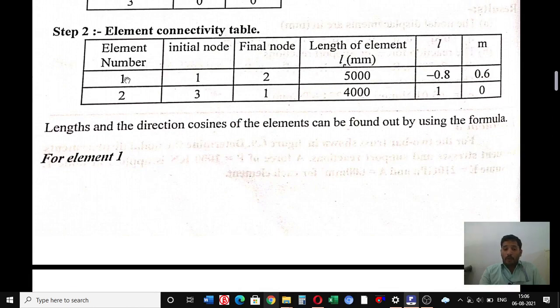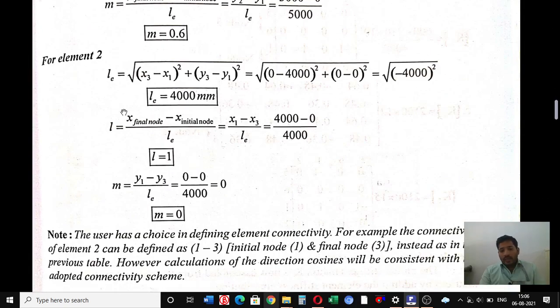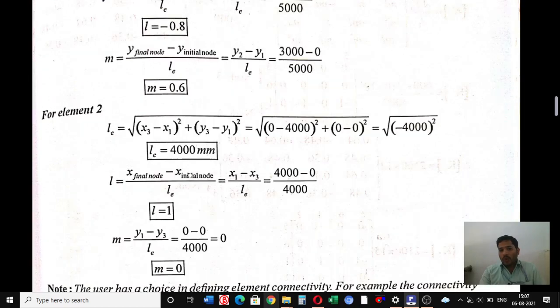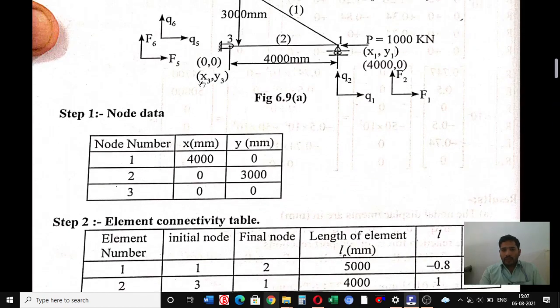After that, the same procedure we need to follow for the second element. For the second element, which formula do we have to use for L? x3 minus x1 whole square plus y3 minus y1 whole square. So x3 is nothing but the initial position, 0, minus x1. Let us see here, x3 minus x1, so we can say 0 minus 4000.